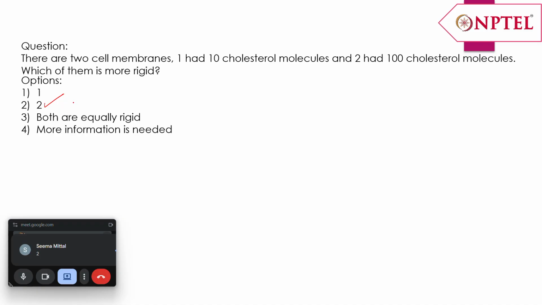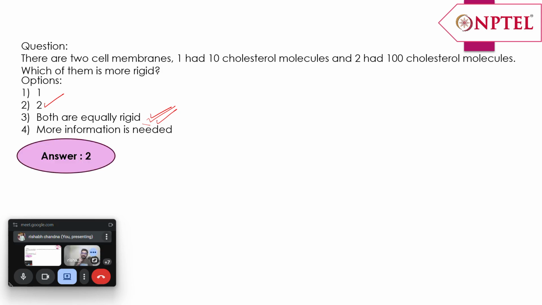Any more answers? Okay. So the correct answer is option 2, that is, the second membrane that has more cholesterol molecules will be more rigid. Okay. And here is the explanation.